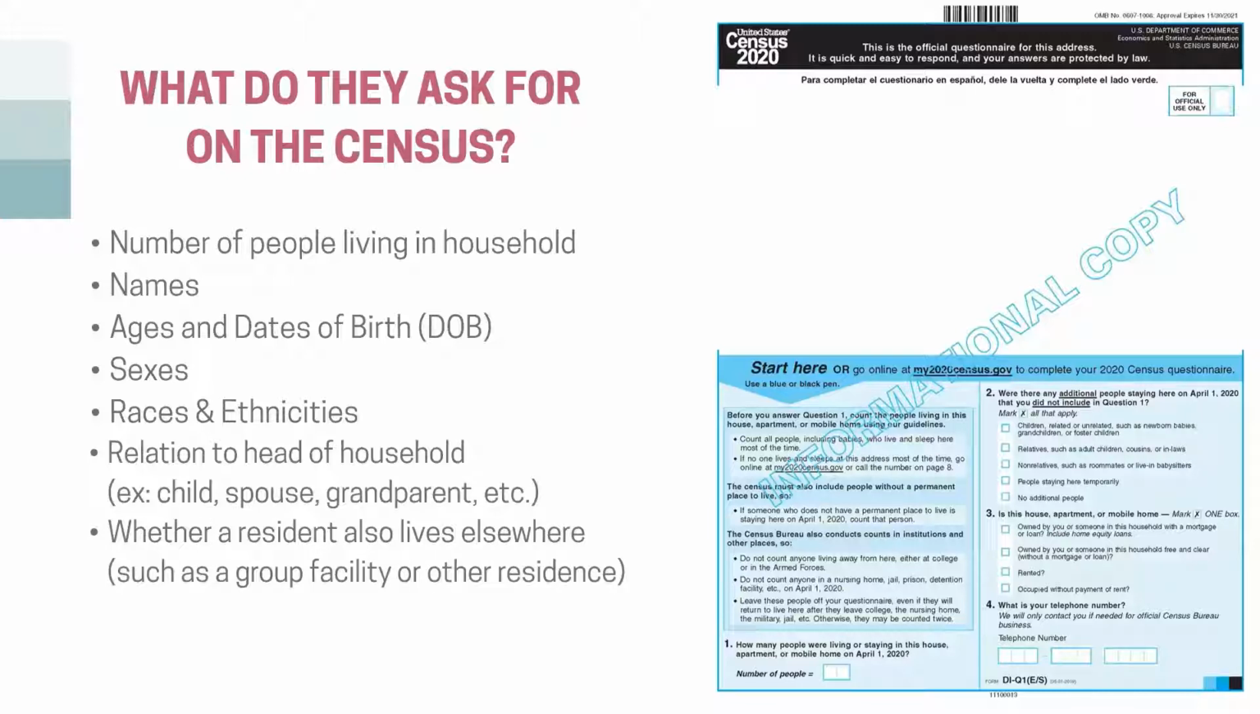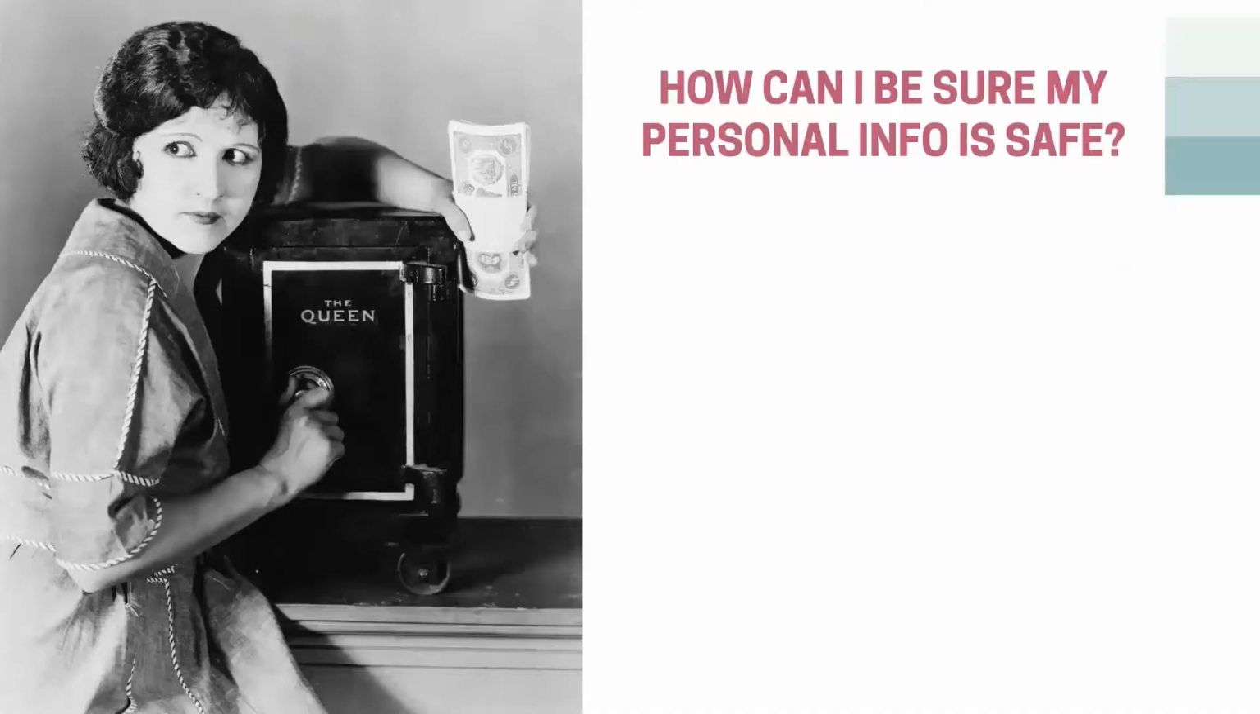Whether the residents also live elsewhere, such as in a group facility or another residence, whether you rent or own, and your phone number. They ask for the phone number so that they can follow up if anything on your questionnaire is unclear. And so this is a lot of personal info, right? And folks might have reservations about giving the government their personal information. So how can we be sure that our info is safe?